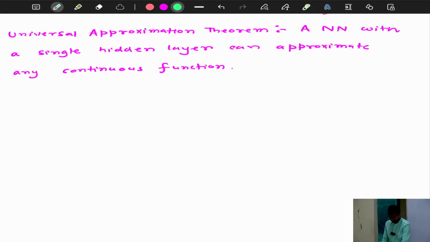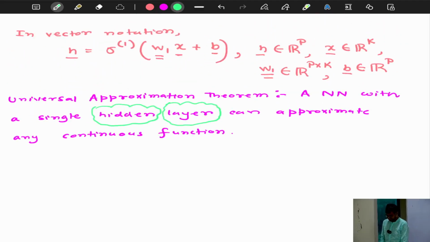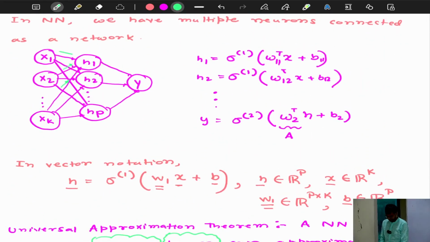I'll come to that. I have not defined it yet, right? So there are two things I have not defined. What does hidden mean? What does layer mean? These are two terminologies I have not defined. In fact, there is one more catch here. But to go to that catch, let me go back and show you this thing.